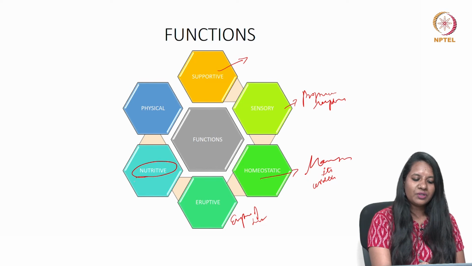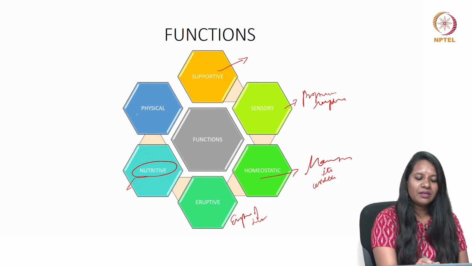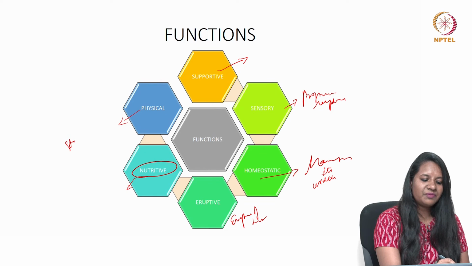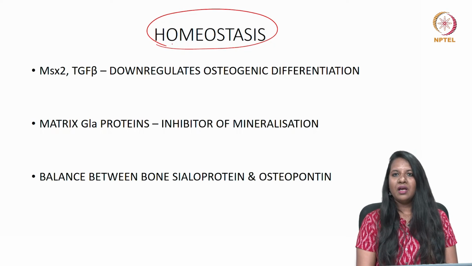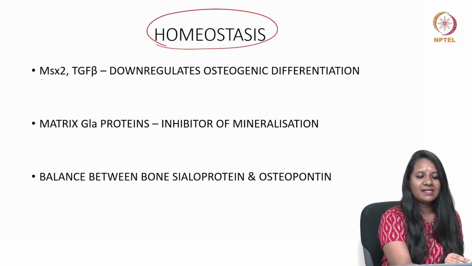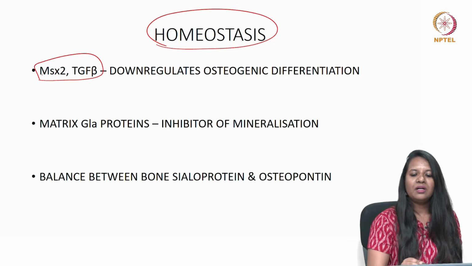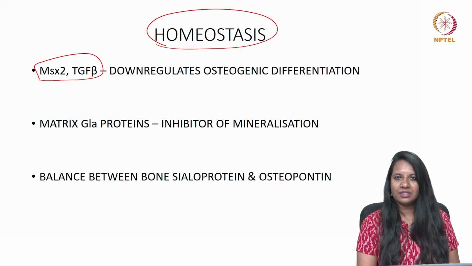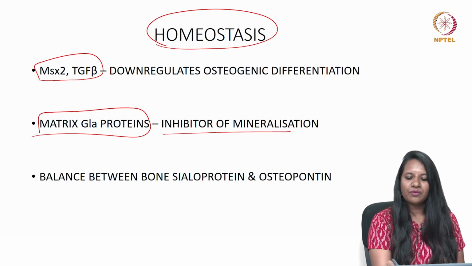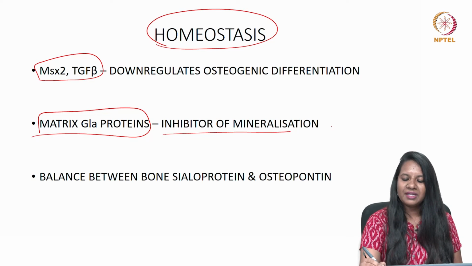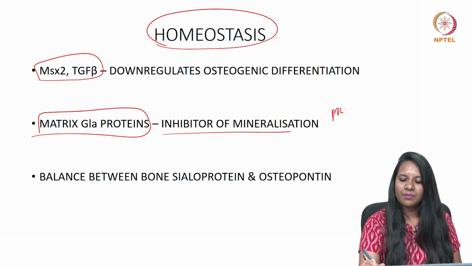It provides nutrition and it also withstands mechanical forces. So homeostasis, which is a special feature of the periodontal ligament, how does it occur? MSX2 and TGF beta will downregulate osteogenic differentiation, and matrix GLA proteins, which are the main inhibitor of mineralization, will maintain the periodontal ligament in a soft tissue range. It will not allow them to calcify.